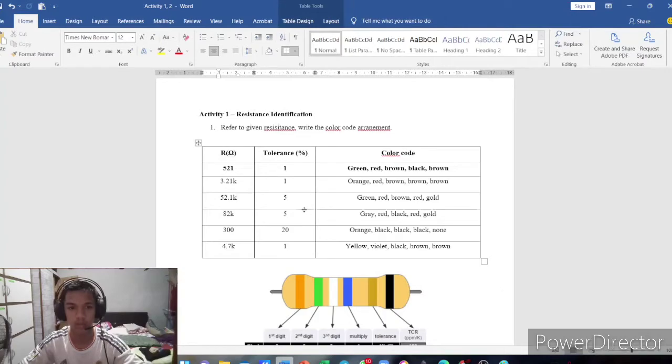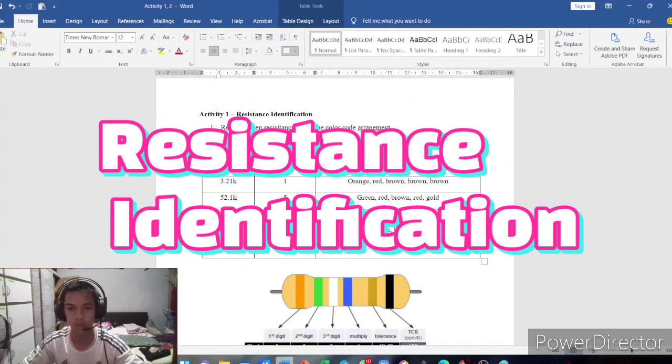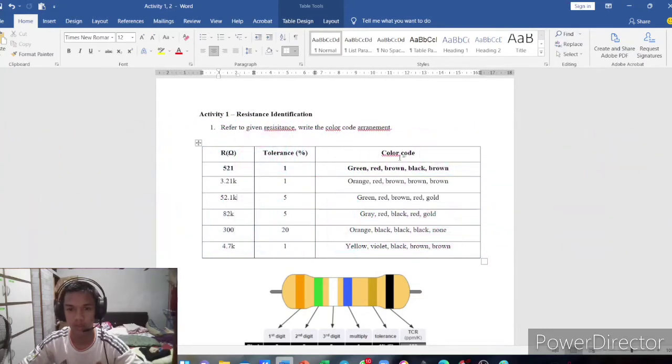I will present about activity 1, the resistance identification. The identification we can get from the color code from the resistance. The color code is given based on the value of the resistance and the tolerance. For example, I will choose 52.1 k ohm. The color code is green, red, brown, red and gold.